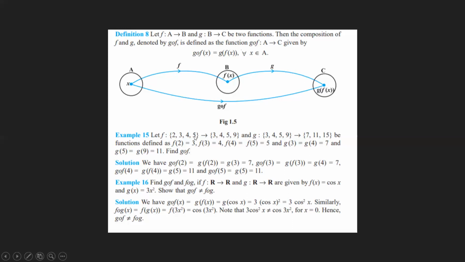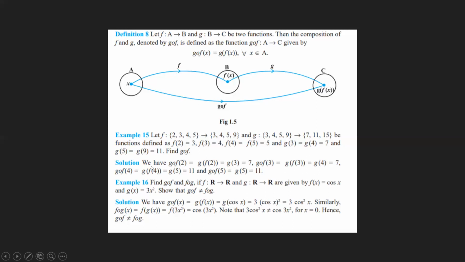Let f: {2, 3, 4, 5} to {3, 4, 5, 9} and g: {3, 4, 5, 9} to {7, 11, 15} be functions defined as f2 is equal to 3, f3 is equal to 4, f4 is equal to 5 and f5 is equal to 9. G3 is equal to 7, G4 is equal to 7 and G5 is equal to G9 is equal to 11. Find GOF, right? So for this 2, 3, 4, 5 we have to find.